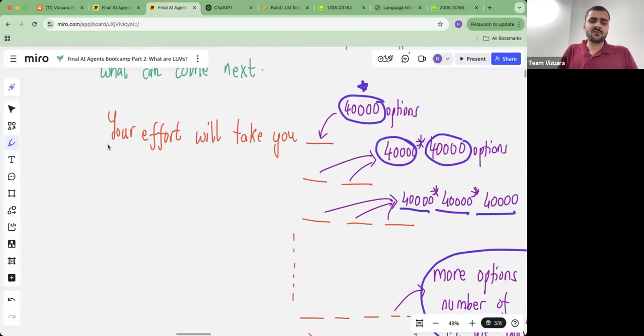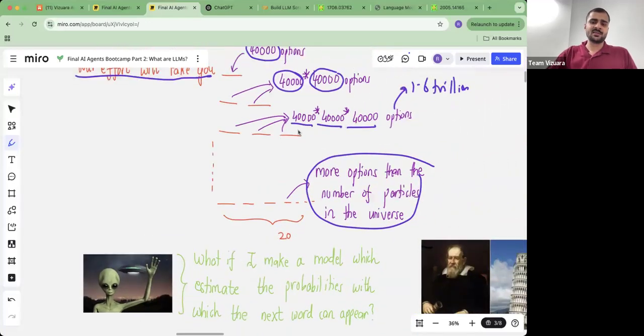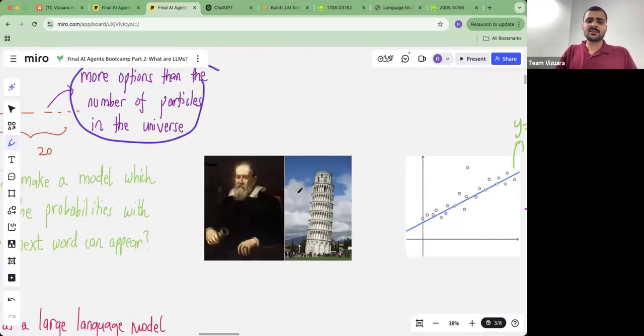Another issue is, what if the given sentence does not come anywhere in your past data? Then what are you going to do? Then it would be impossible to predict the next word. So what do humans do in situations like this? Humans do a very simple thing, right?